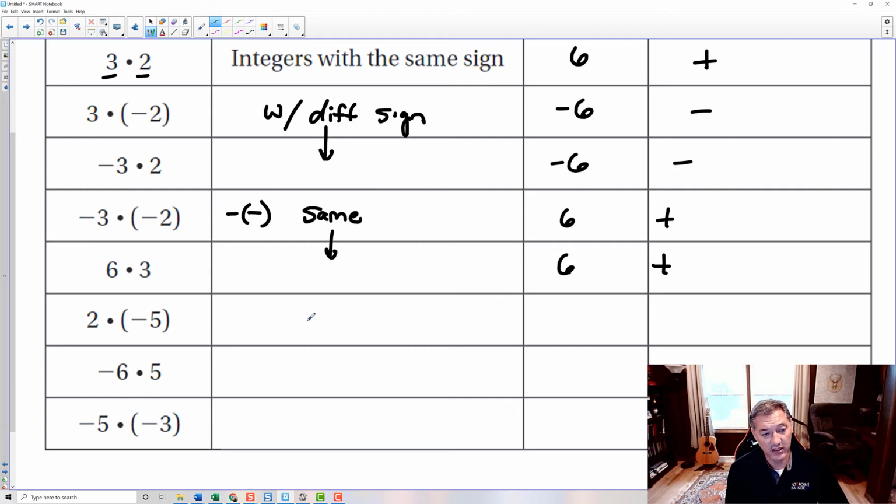Hopefully you said that this is going to be different, first of all, right? And then we know that the answer is negative 10, and it's negative. This one here is different as well, because the group size, or number of groups, is negative, and the group size is positive, so this is negative 30. And this one here, they're both negative, so it's same sign. And a negative times a negative is a positive, right? So I get 15, and that's a positive.